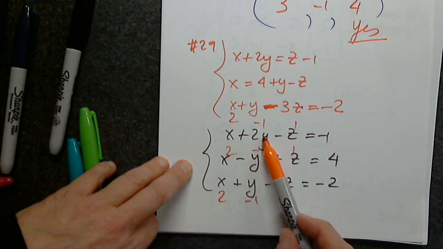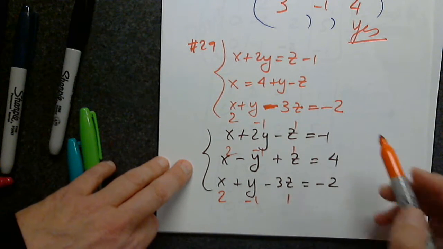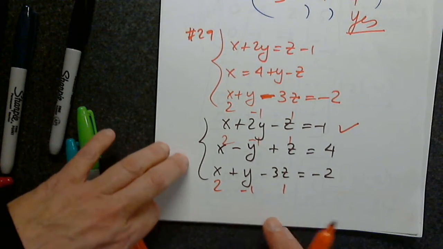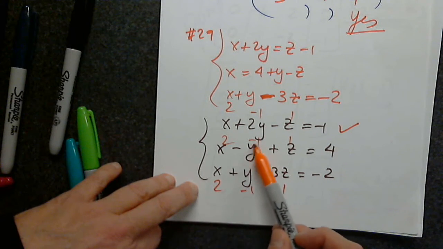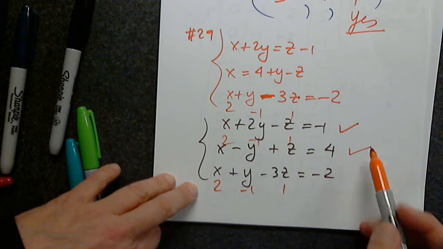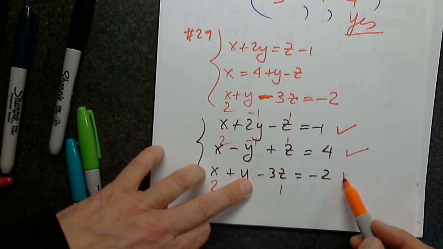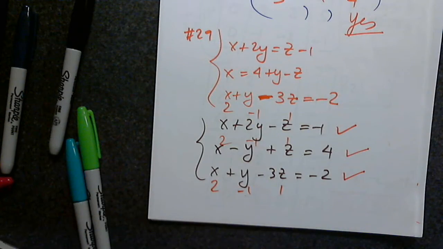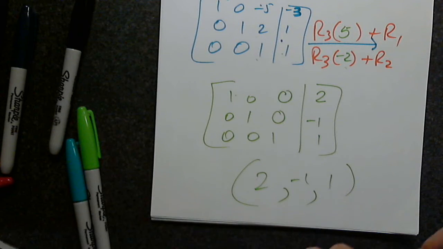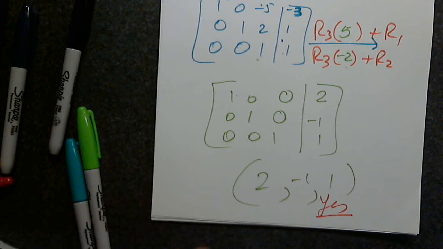2 minus 2 is 0. Negative 1 equals negative 1. 2 plus 1 is 3, plus 1 is 4. 2 minus 1 is 1, 1 minus 3 is negative 2. So therefore, I will say yes. Any questions about the method?